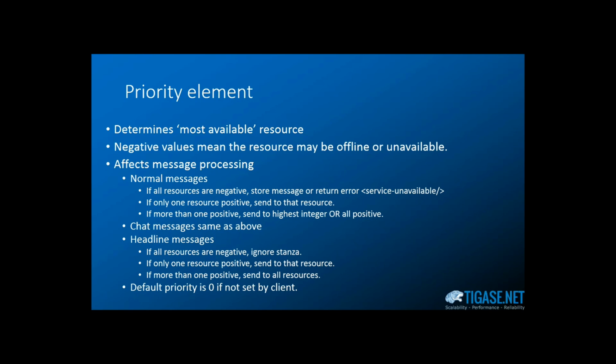Priority elements determine the most available resource. You have positive and negative values. Negative values mean the resource may be offline or unavailable. Positive values determine who is more available. So if you have a mobile and a PC, the mobile can be set to 5 and the PC to 10. Messages will arrive at the PC until it logs off, and then the mobile phone will receive them as long as that presence hasn't changed.